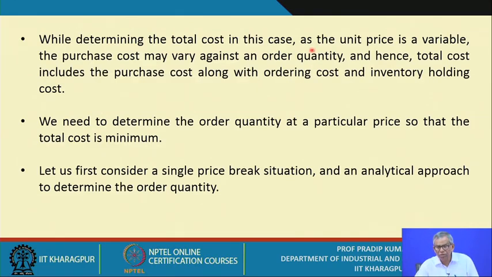While determining the total cost in this case, as the unit price is a variable, the purchase cost may vary against an order quantity. So, this point is to be noted, and hence the total cost includes the purchase cost along with the ordering cost and inventory holding cost. When we formulate the problem, this point will be made very clear. We need to determine the order quantity at a particular price so that the total cost is minimum. This is your objective.